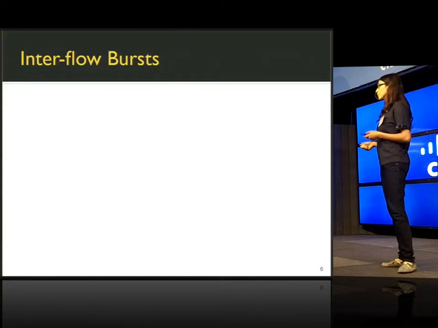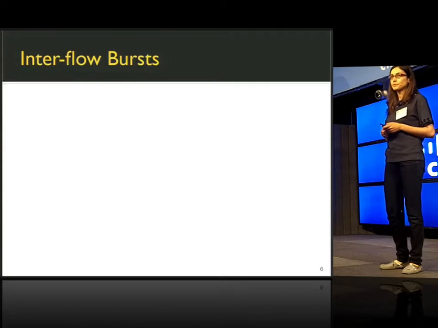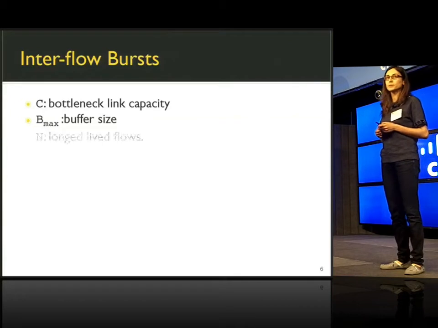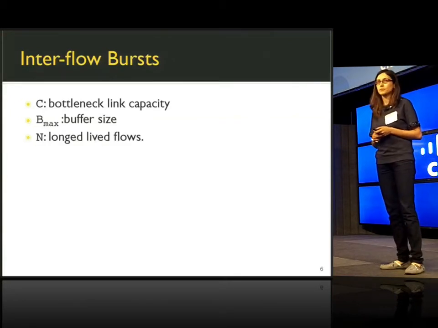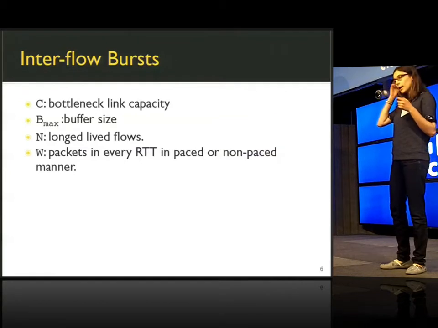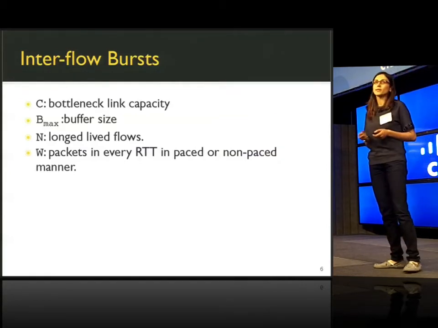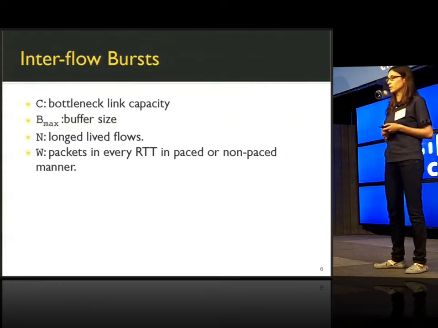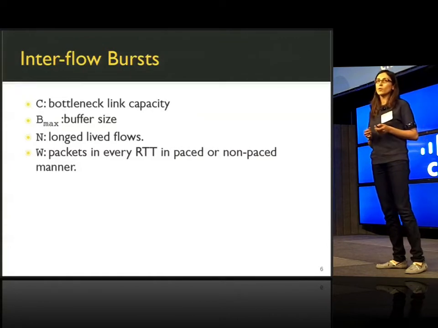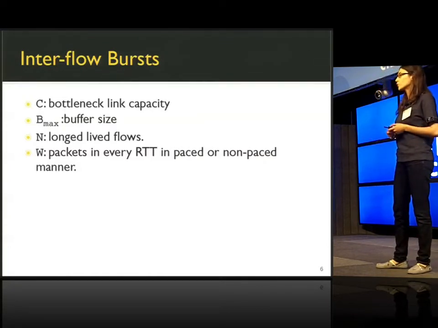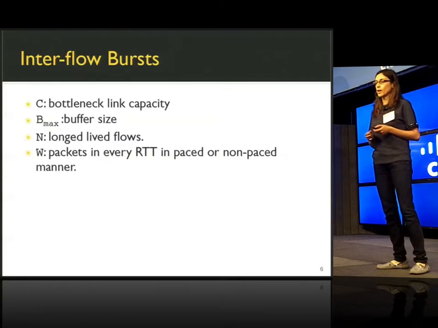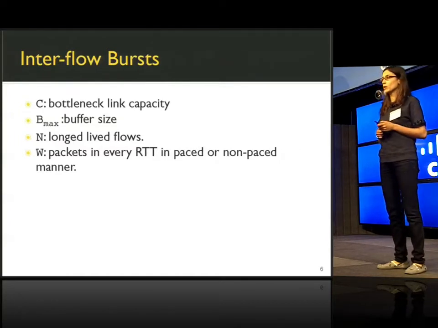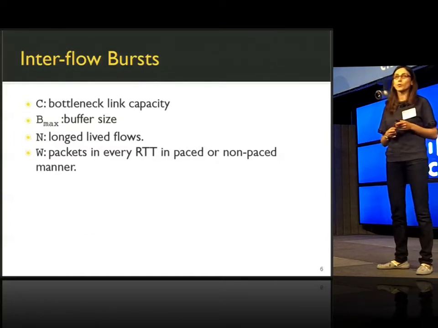So let me give you an intuition for the inner flow burstiness. Let's consider a network with bottleneck capacity C, maximum buffer size B, and n long-lived flows. In steady state, on average, every flow is sending W packets in every RTT in a paced or non-paced manner. Previous works studying TCP usually assume that the number of flows N and C are large enough that they do not depend on each other. In our study, we explicitly don't make that assumption, because we want to represent W in terms of the number of flows.